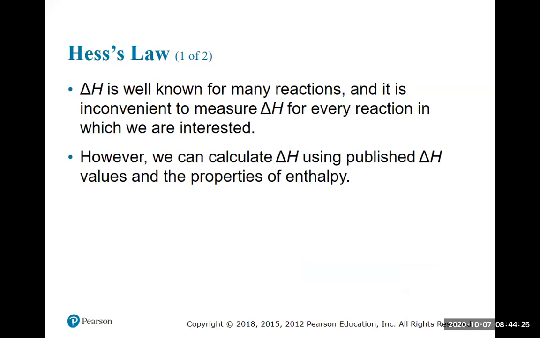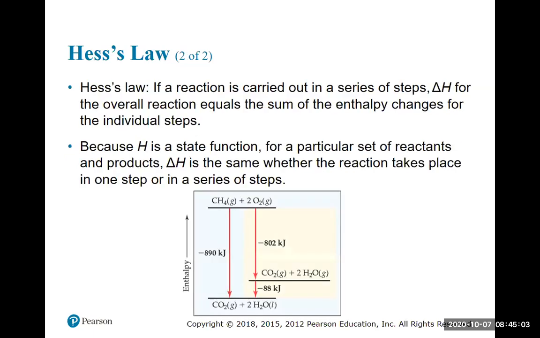Let's move on to something called Hess's law. Because delta H is known for a lot of reactions, and it would be a lot of work and a pain in the neck to experimentally determine delta H every time you had a new reaction, there are tables of these delta H values for reactions. And what you can do is calculate delta H for new reactions using the information in these tables. That's what we're going to talk about here a bit.